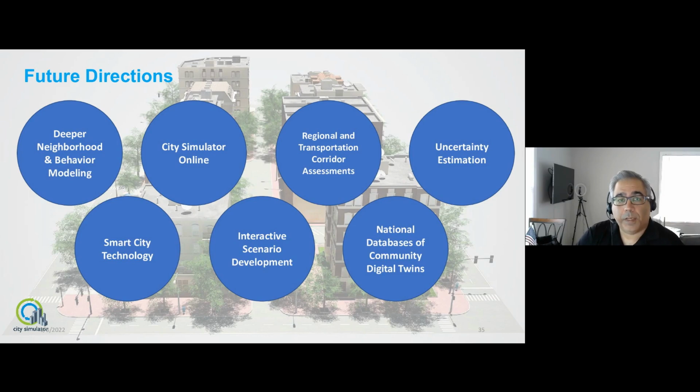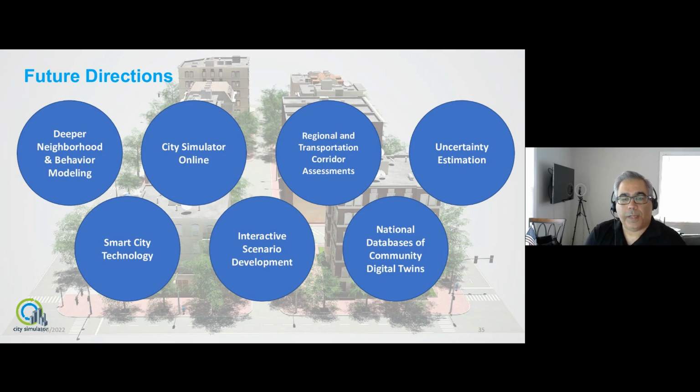City Simulator Online, as I mentioned, it's an ArcMap tool now, but we actually have a prototype online tool where you wouldn't need to have GIS software. You can just use it as a web app. Interactive scenario development: we actually do workshops now with City Simulator, but typically the analysis has been done beforehand. We would like to get to a place where we're proposing new adaptation measures in a workshop and running them in the workshop in real time. That would be great. So we're working on that.